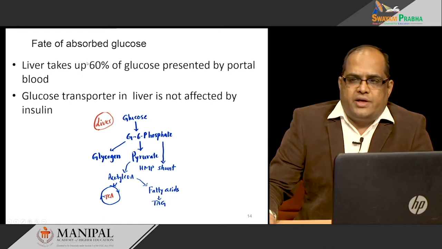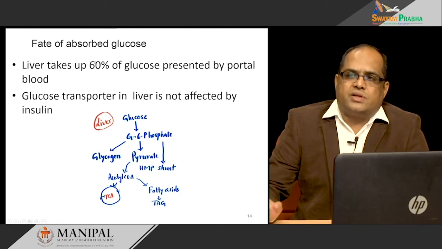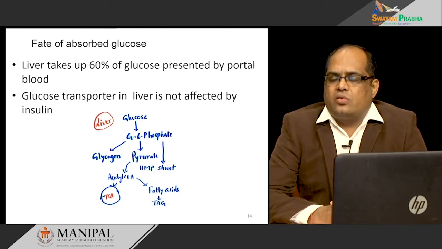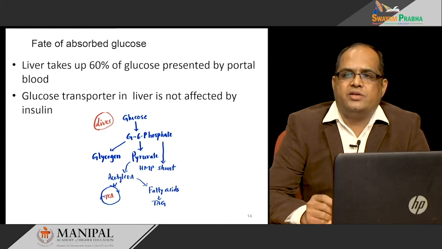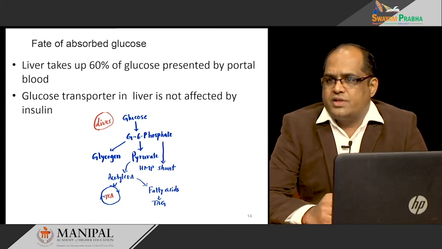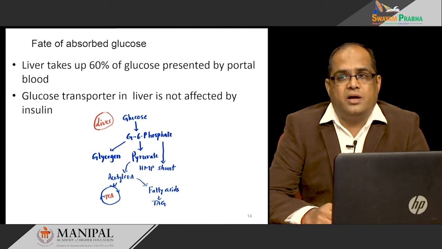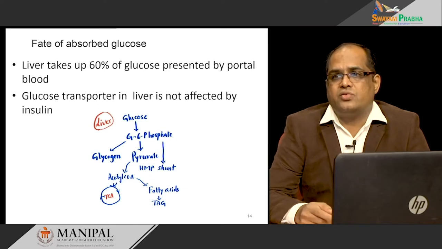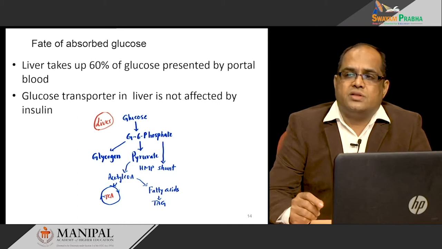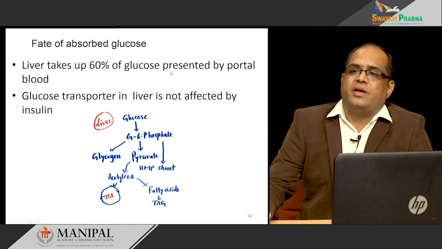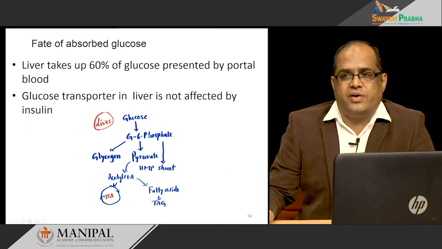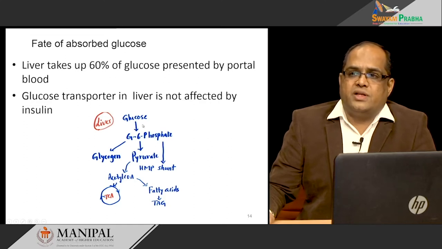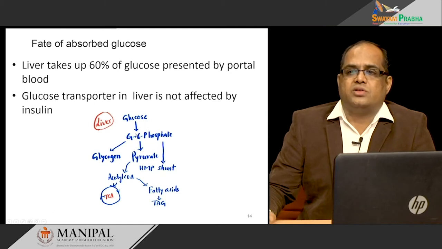Then, once the glucose enters into any cell, the glucose is first trapped. It is acted upon by the glucokinase or hexokinase enzyme, which puts a phosphate on it. Once the phosphate is added, the glucose 6-phosphate that is formed cannot go out of the cell. That means the glucose is trapped in the cell and whatever further fate it has to undergo happens in the same cell. So this first step inside any cell is very, very important.